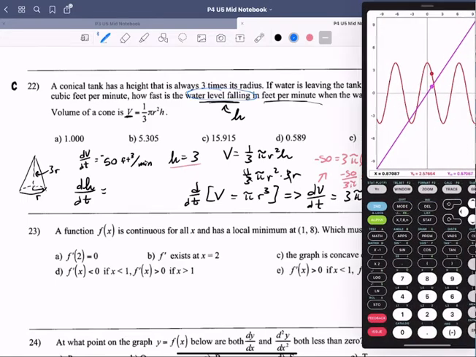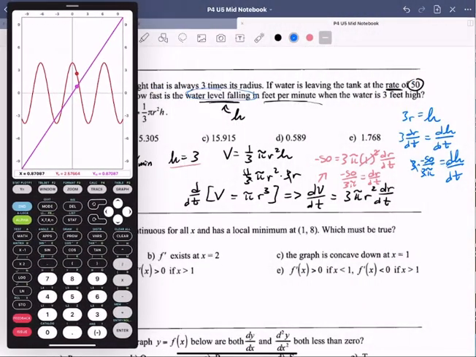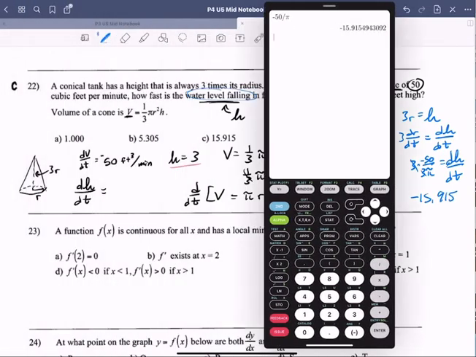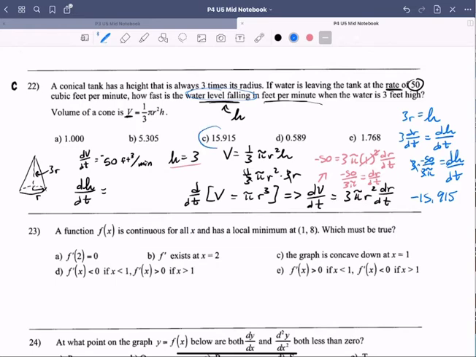We're going to need a calculator for that. Negative 50 divided by pi gives me negative 15.915. So our answer is going to be right here. And it already tells us in feet per minute, so I guess we don't have to label it. Plus, multiple choice.